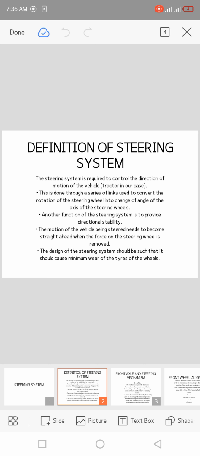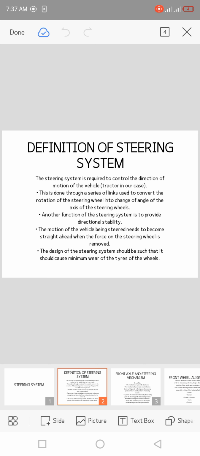Okay, let us define the term steering system. The steering system is required to control the direction of motion of the vehicle. The steering system is a major component which the driver holds, the steering wheel, and controls the desired direction. This is done through a series of links used to convert the rotation of the steering wheel into change of angle of axis of the steering wheels.